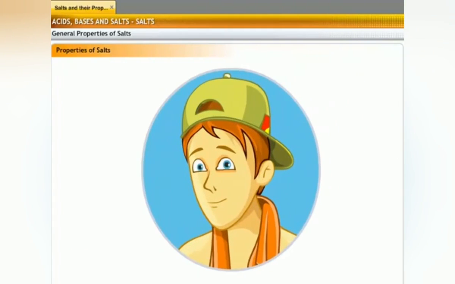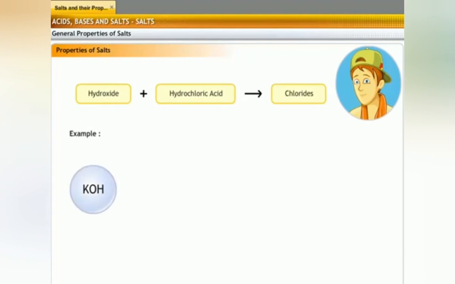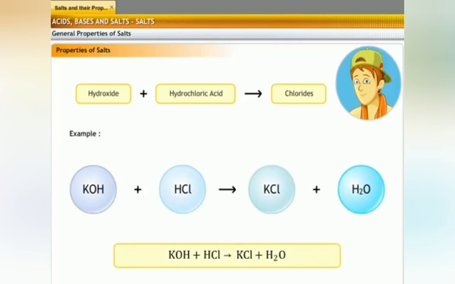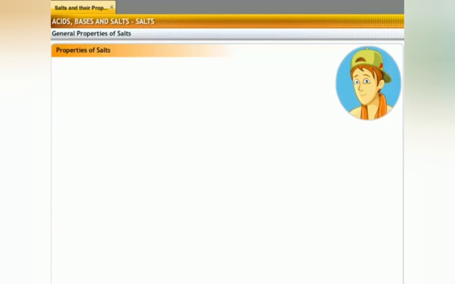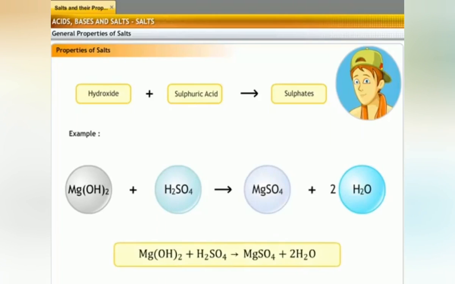Do you know how these salts get their name? No idea. Salts usually get their name from the acid which takes part in the reaction. Salts formed from any hydroxide and hydrochloric acid are chlorides. For example, potassium hydroxide reacts with hydrochloric acid to form a salt called potassium chloride. Similarly, salts formed from any hydroxide and sulfuric acid are called sulfates. For example, magnesium hydroxide reacts with sulfuric acid to form magnesium sulfate.